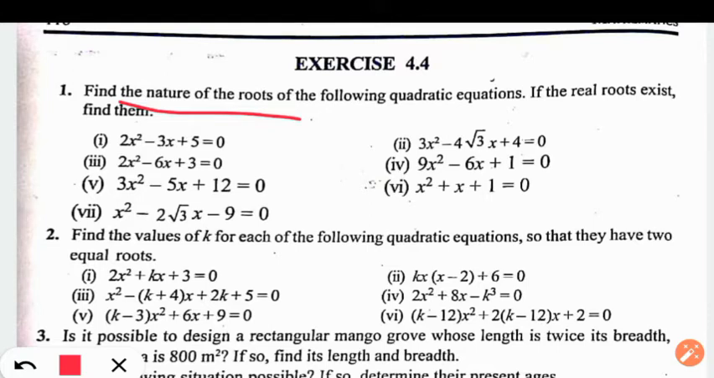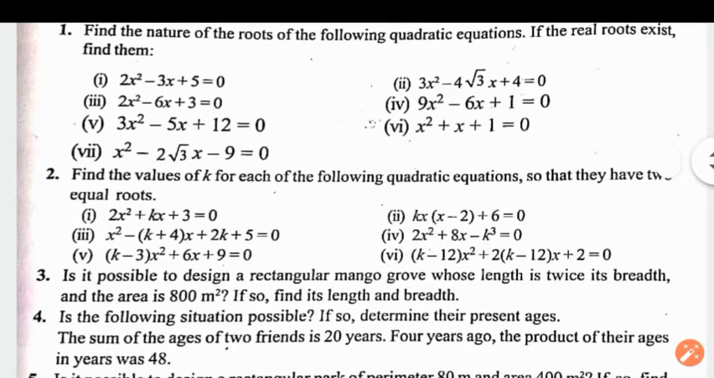Nature of roots of the quadratic equation means sometimes the roots will be real and unequal, sometimes they will be equal, sometimes the roots will become imaginary, right? So when will we be able to say that the roots of the quadratic equation are real, unequal, equal or imaginary? We are going to discuss this in this video. Okay, so let's see.